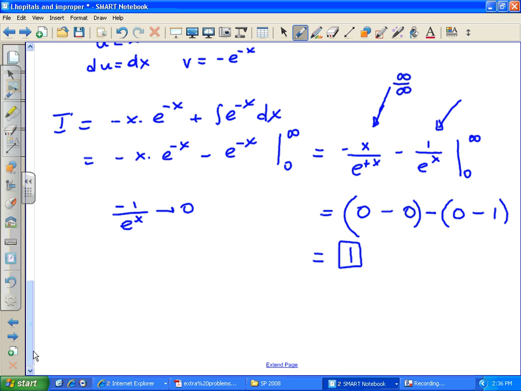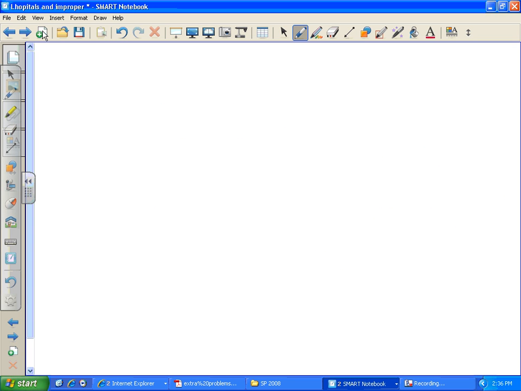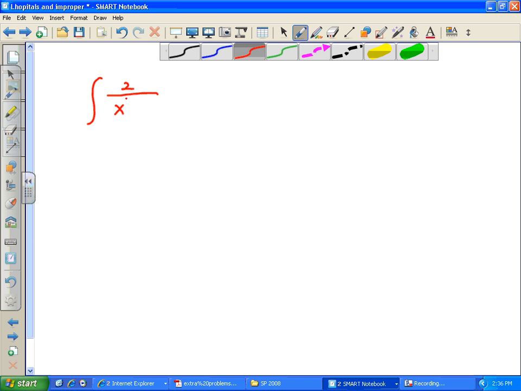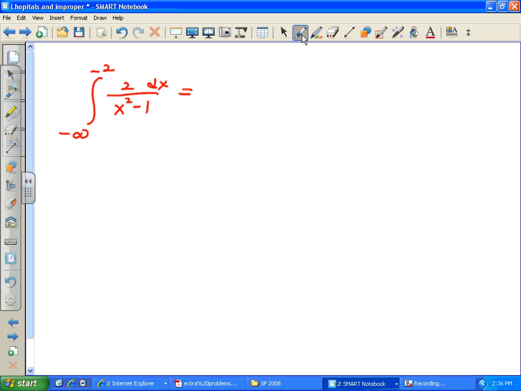Okay, one more example of improper integrals. Let's find the integral of 2 over x squared minus 1 from negative infinity to negative 2. Okay, let's think for a moment. How could we go about integrating this function? Again, the limits look confusing. There's an infinity in there. It looks like it might be complicated.